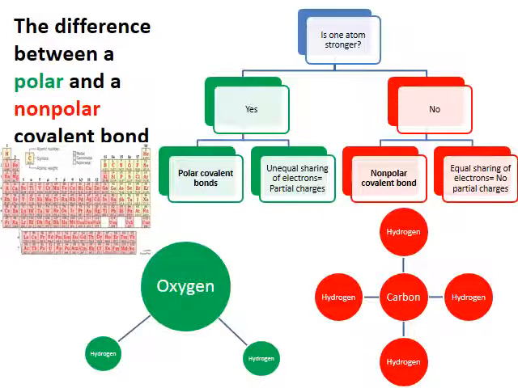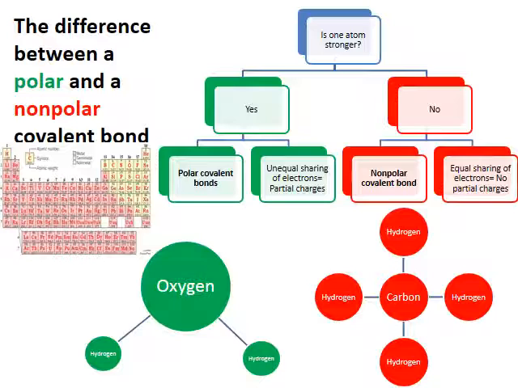So when we look at these covalent bonds, it's important that you understand which types of bonds are polar and which are nonpolar, especially when interacting with water. I've put this little diagram here to help you. When you look at a molecule, you look at the different atoms playing a role in the formation of that molecule, and you ask yourself, is one of these stronger than the other? Yes or no?